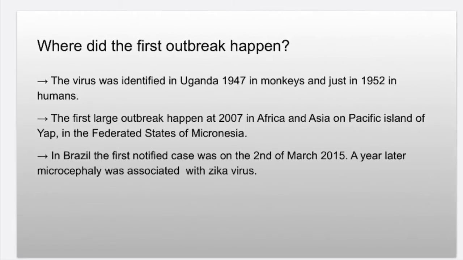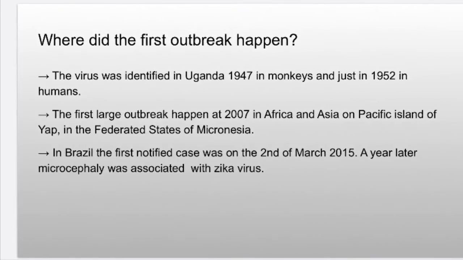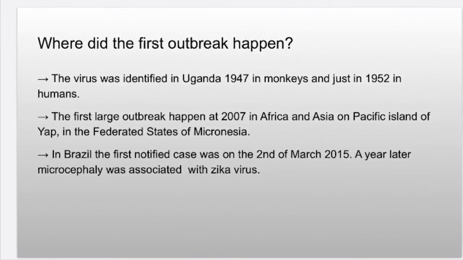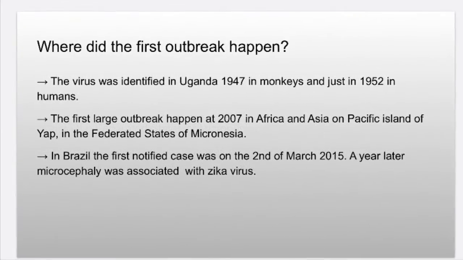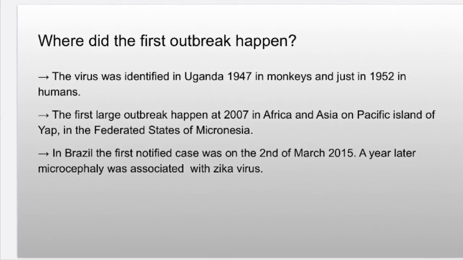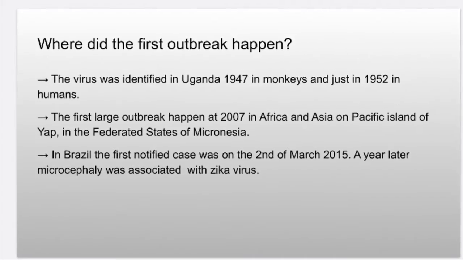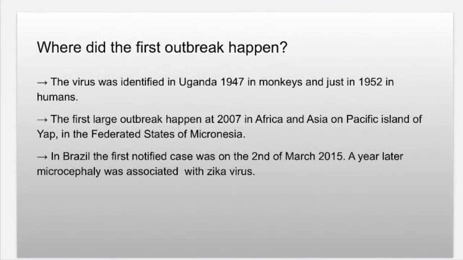Where did the first outbreak happen? The virus was identified in Uganda in 1947 in monkeys and just in 1952 in humans. The first large outbreak happened in 2007 in Africa and Asia, on the Pacific island of Yap in the Federated States of Micronesia.